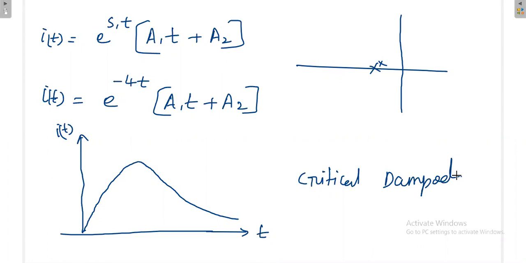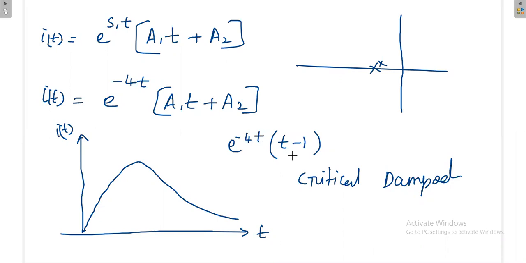So now what you do? You take some proper equation where e power 0 is 1. I can take the equation like this: e power minus 4t, where a1 I take plus 1, a2 I take minus 1. It could be anything. So at t is equal to 0, what is happening? E power 0 is 1, and here 0 minus 1, minus 1 we are getting.